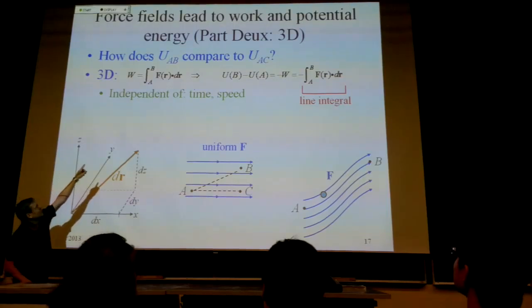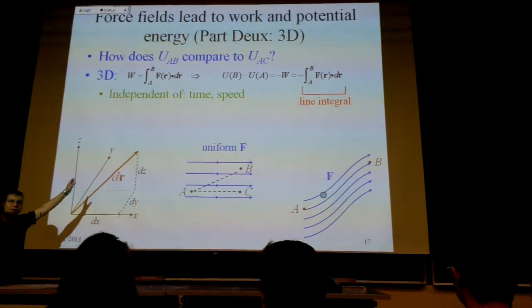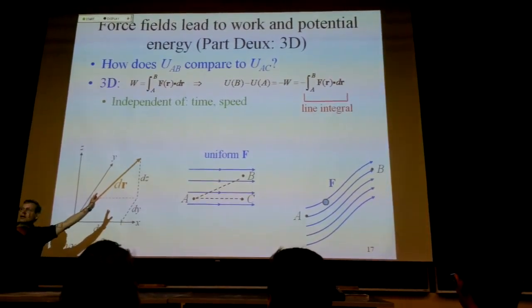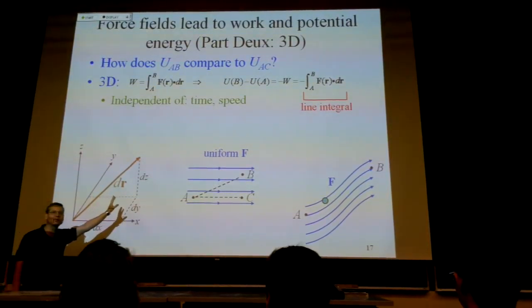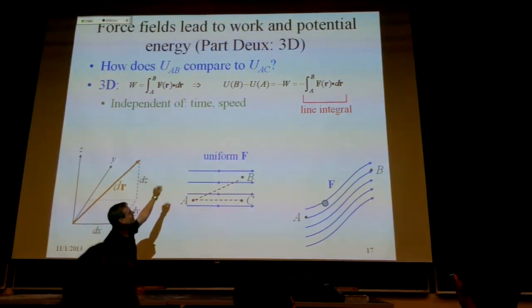And so every little dot product has a different cosine factor in it, because the theta might be different at every single infinitesimal increment. And so there are times when that integral is hard to evaluate, because you have to know a lot of stuff. But in principle, it is possible to evaluate it.